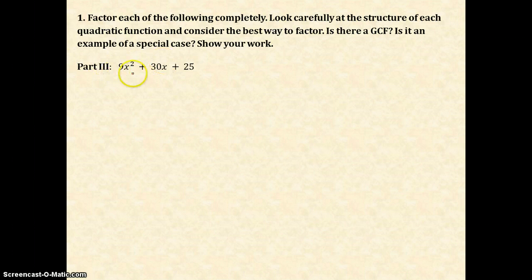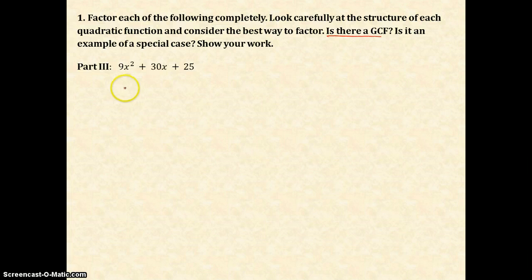How about this one? Is there a greatest common factor? Let's see, 9 has only factors of 3 times 3. And 25 has only factors of 5 times 5, so there's no greatest common factor. But I notice that 9 is a perfect square and 25 is a perfect square.